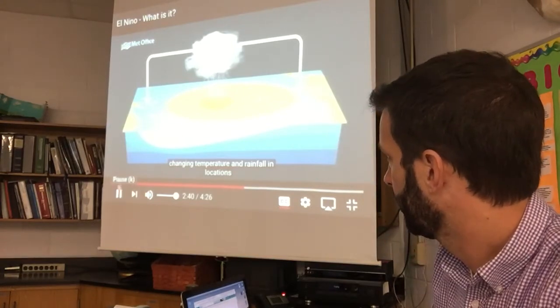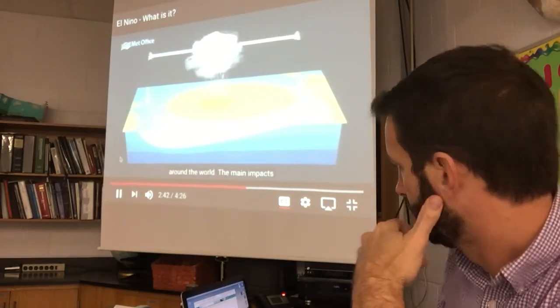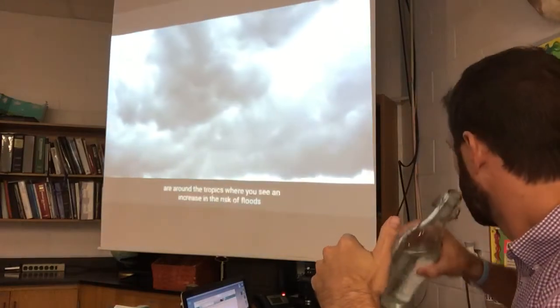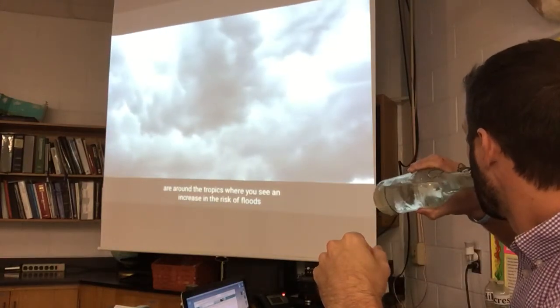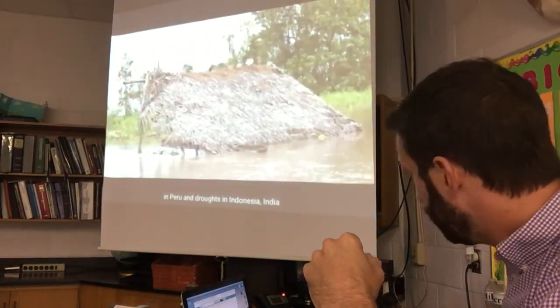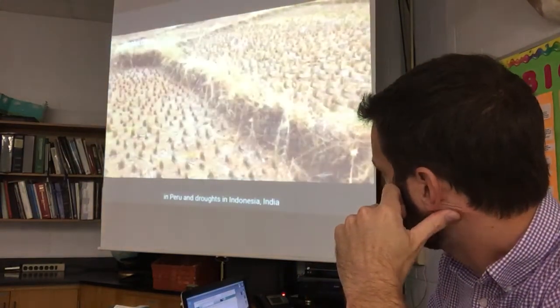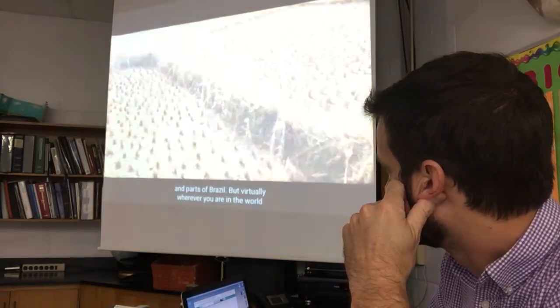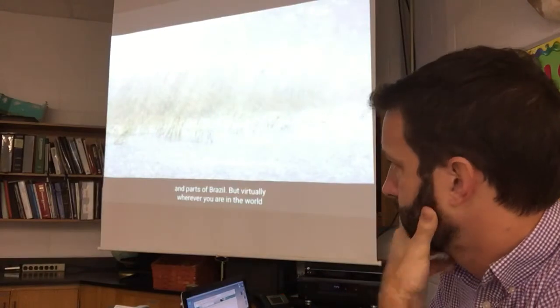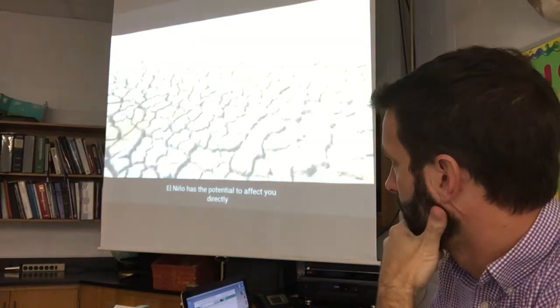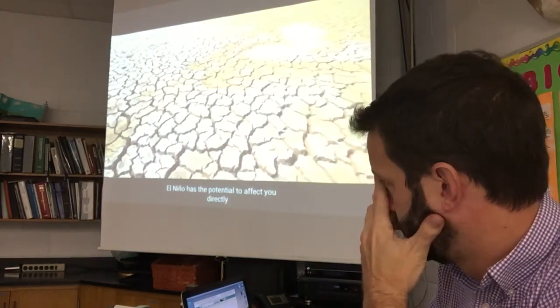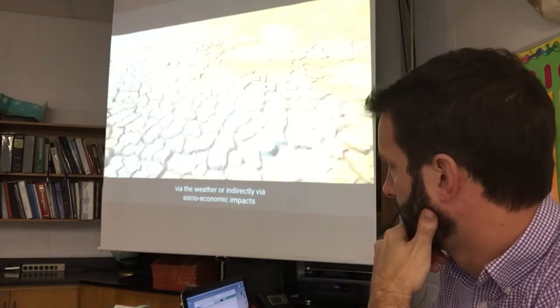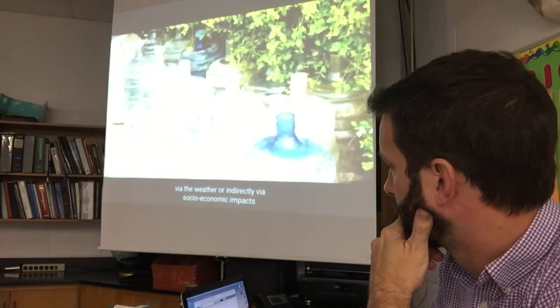Okay. Locations around the world. The main impacts are around the tropics, where you see an increase in the risk of floods in Peru and droughts in Indonesia, India and parts of Brazil. But virtually wherever you are in the world, El Nino has the potential to affect you directly via the weather or indirectly via socio-economic impacts.